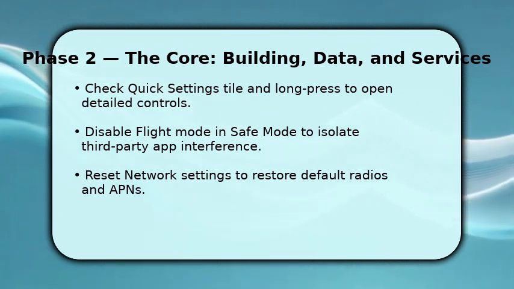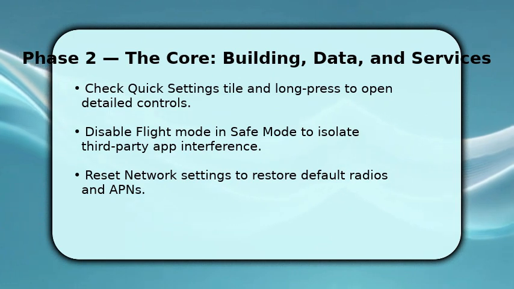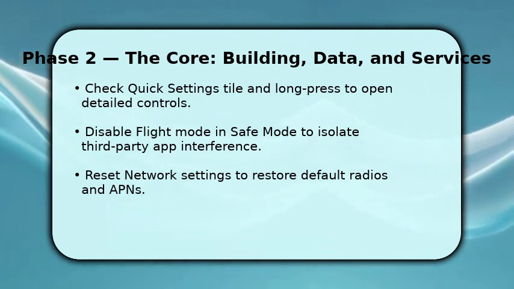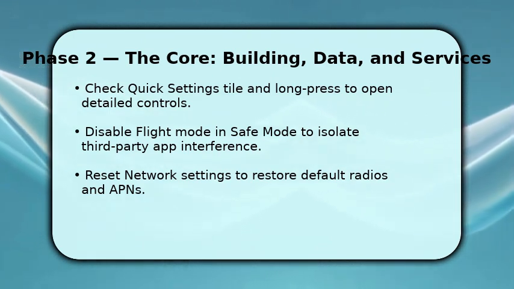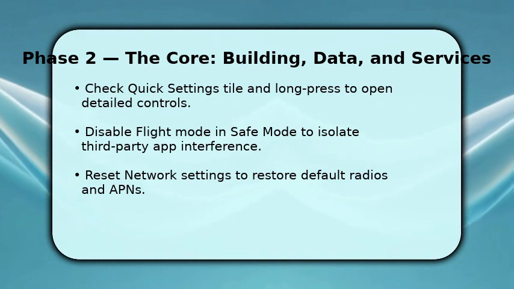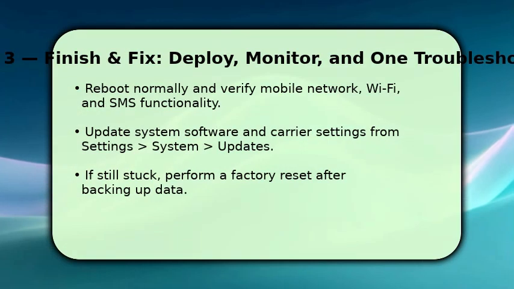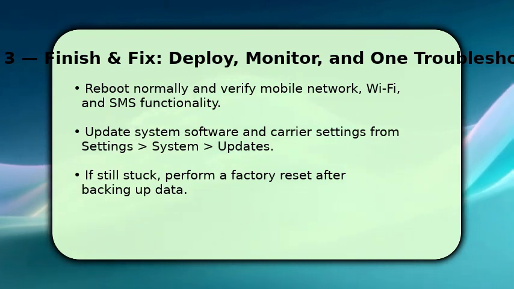If not, go to Settings, System, Reset Options and perform Reset Network Settings. This restores Wi-Fi, mobile data, and Bluetooth profiles without erasing media. Finally, reboot the phone normally and confirm voice, SMS, and data connect.